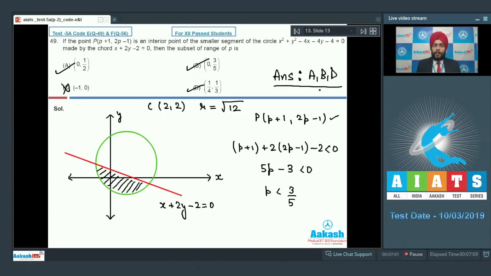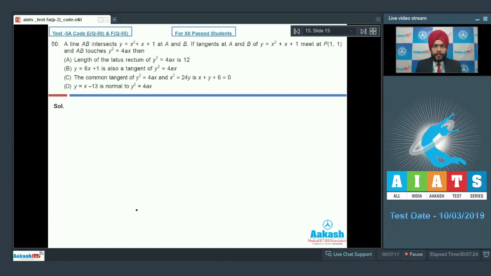Okay, let us move forward to question number 50. Question number 50 says that a line AB intersects the curve y equal to x square plus x plus 1 at 2 points A and B. If the tangents at A and B of this curve meet at P(1, 1) and AB touches y square equals 4ax, then you have to choose the correct options about the given parabola.